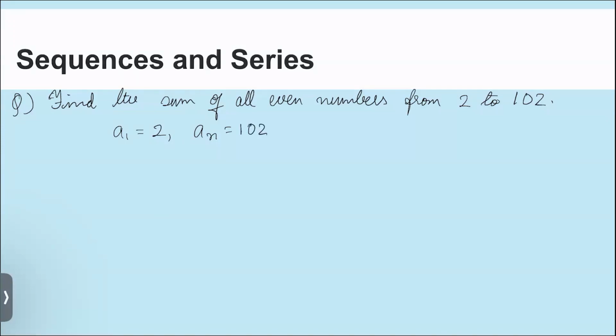We don't know our N. And the common difference, since the sequence itself is all even numbers starting from 2, the common difference between two terms comes up as 2. So we have all of these and we have to find our N first. So AN is equal to A1 plus (N minus 1)D. Okay, so your A1 is 2, AN is 102, plus (N minus 1) and you have D.